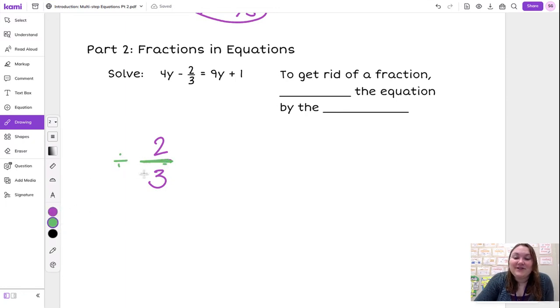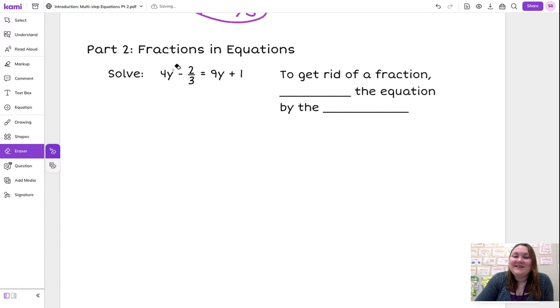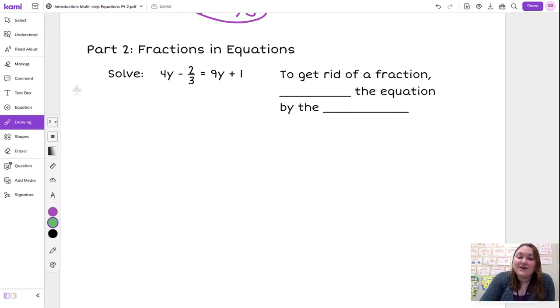It means division. So I can think of this fraction as 2 divided by 3. And if I want to get rid of the fraction, it means I want to get rid of or cancel the division. So the way we can do that, and I can do it at the very beginning before I start solving, is I can get rid of that fraction, that division, by doing the opposite. By multiplying the equation by, if this is dividing by 3, I would want to multiply by 3. I would want to multiply the equation by the denominator.